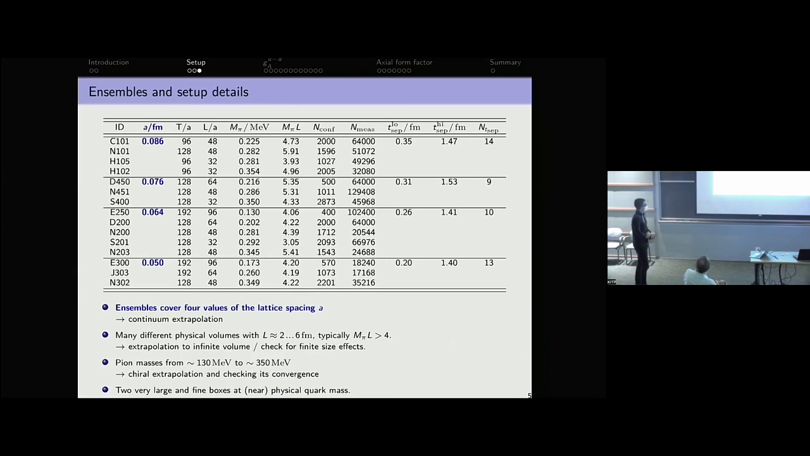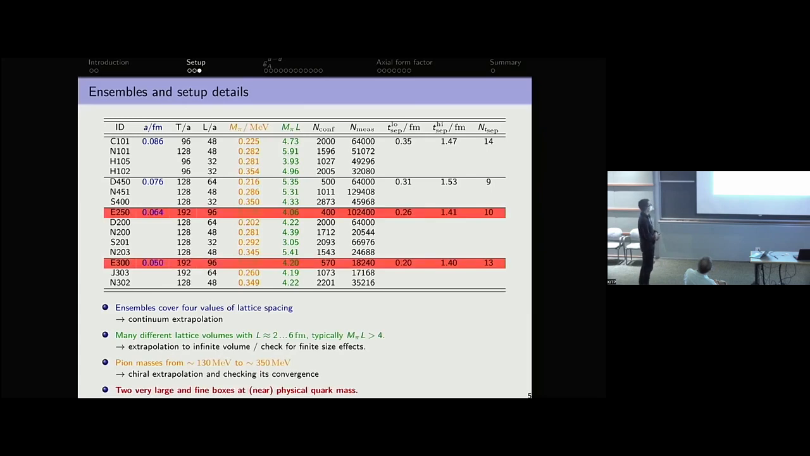So these ensembles cover 4 values of the lattice spacing. This allows us to do a controlled continuum extrapolation, between roughly 0.05 and 0.09 fm. We have many different volumes. Typically, m_π L is larger than 4. This allows us to do the extrapolation to infinite volume and to check for finite size effects. They also cover a vast range of pion masses, from even slightly below physical up to 300 MeV. That will allow us to do the chiral extrapolation and check for its convergence. Finally, I want to highlight these two boxes particularly. These are two very large and fine boxes, both close to a physical quark mass, one at 130 and one at 170 MeV pion mass.